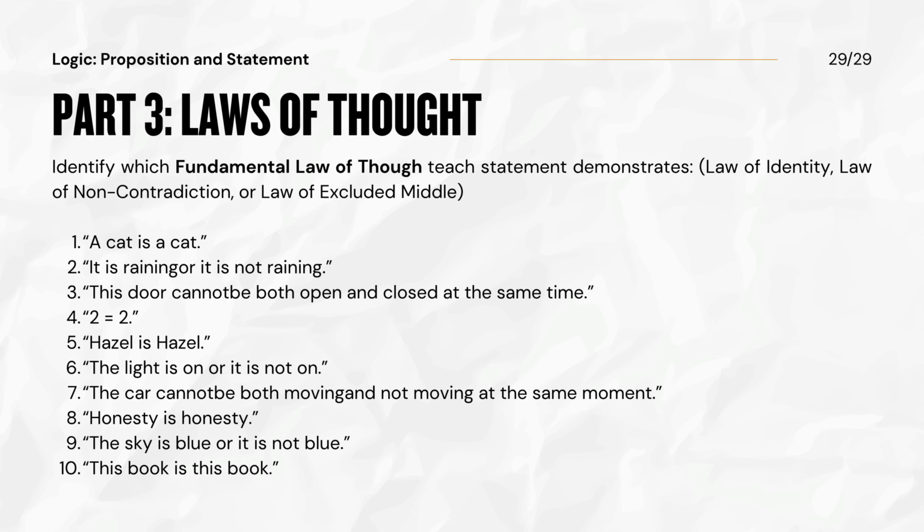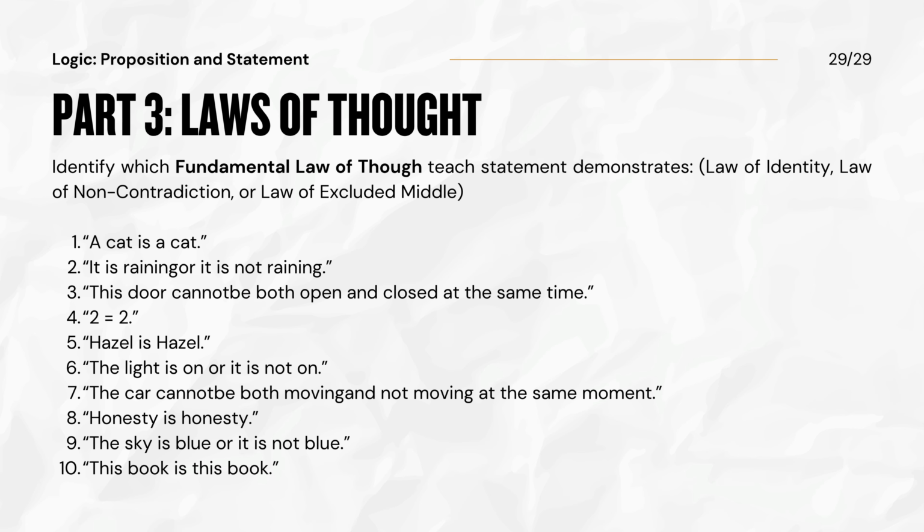Number 2. It is raining or it is not raining. Answer is law of excluded middle. Dalawa ang posibilidad, umuulan o hindi umuulan. Walang gitna o parehong totoo. Wala din ibang option. Number 3, this door cannot be both open and closed at the same time.